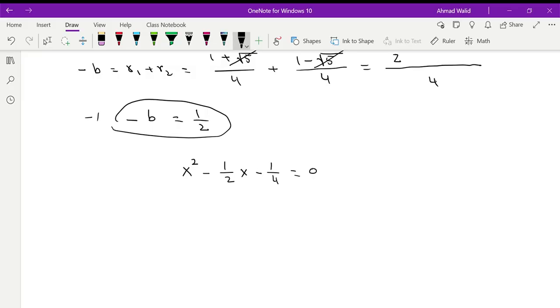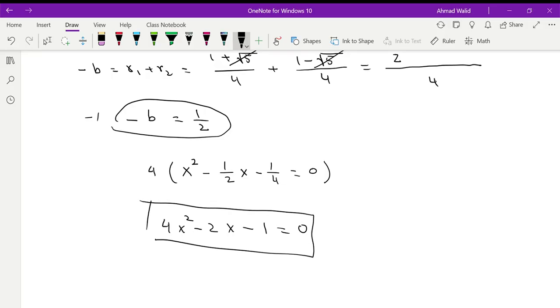This is actually the quadratic equation, but we want to have it in a nice way with no fraction. What to do? I will multiply both sides of this equation by 4 to remove the fraction. Then I'll end up with 4x squared minus 4 times 1/2 gives you 2, minus 2x, and 1/4 times 4 gives you 1, equals 0. Here you go. If I give you the two roots of a quadratic equation, you should be able to write the quadratic equation out of it. Correct?